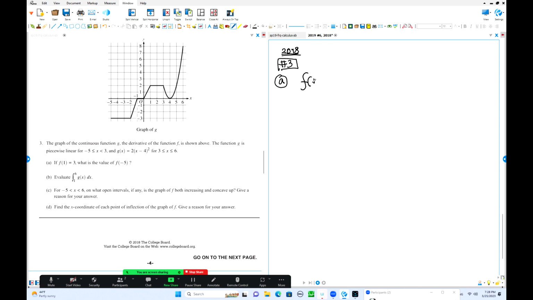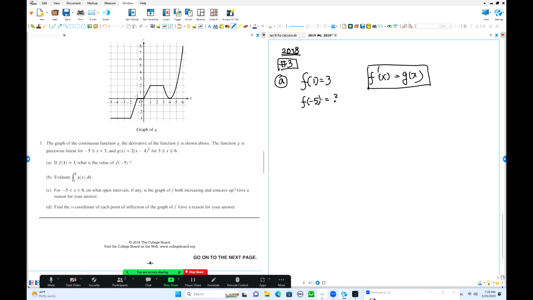f of 1 equals 3. This is the graph of g, not f. And also, what is f of negative 5? We're going to find this one. The derivative of function f, f prime of x, is g of x. So g of x is the derivative of f of x, or f of x is the antiderivative of g of x. This is the fundamental theorem of calculus.